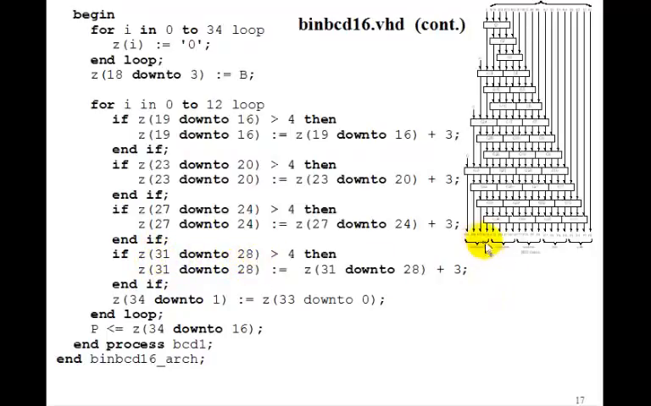Now you don't have to check the 10,000s because the biggest number will be 3 before you shift it the last time to get a 6. Remember, 65,000 is the biggest. So you'll never have to check the 10,000s. But you do have to shift Z left 1 bit. That's going to be Z(34 down to 1) gets Z(33 down to 0). And when you're done, the P is just going to be Z(34 down to 16). So you can do any size B you want. It just changes the limits that you have for Z and for P.